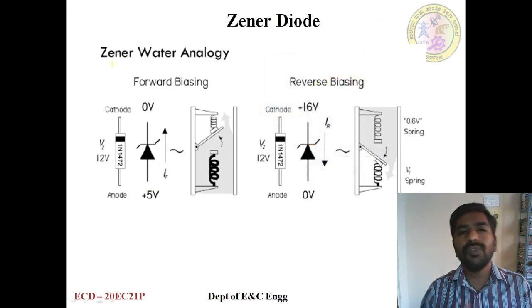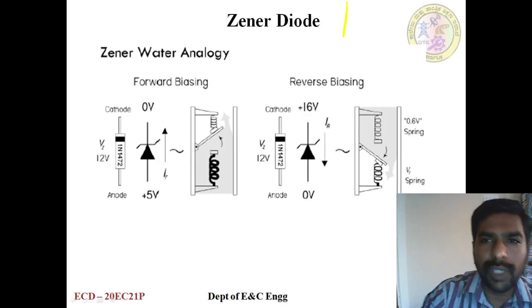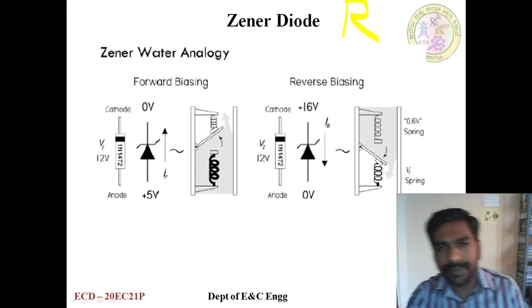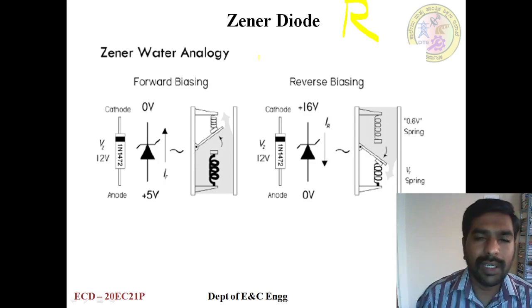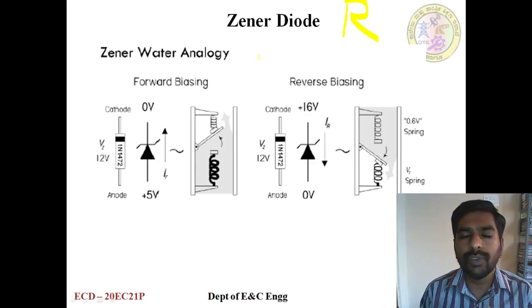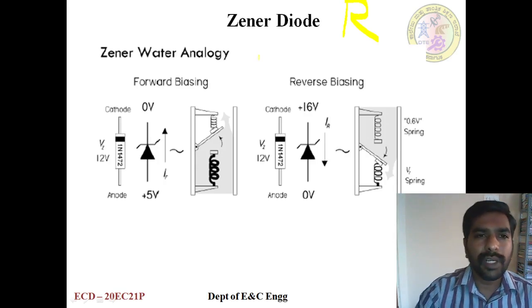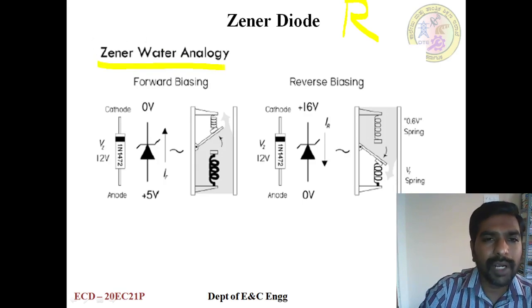Zener diode works in reverse bias, so you need to use it in reverse bias. But in a PN junction diode, current flows in forward bias. In reverse bias there is no current flow. But if you consider a water analogy, it's a layman concept.